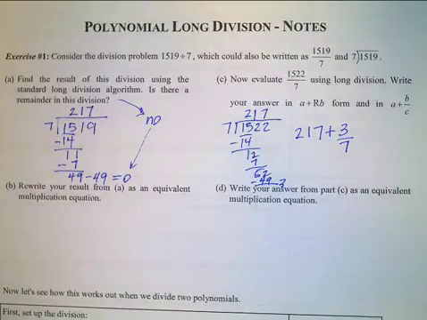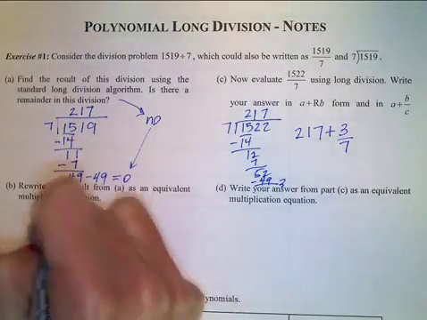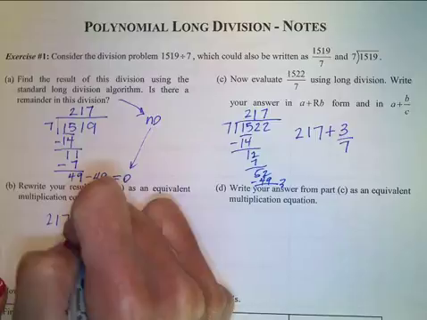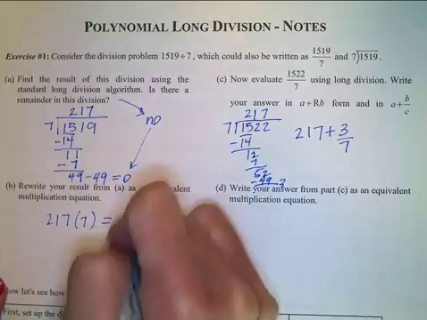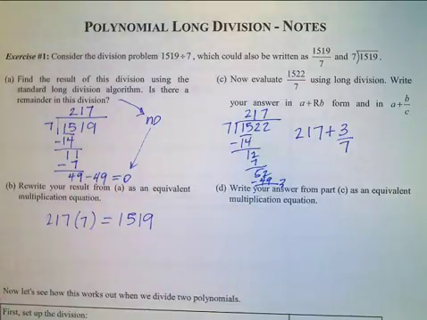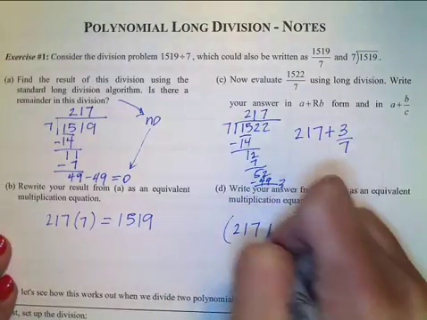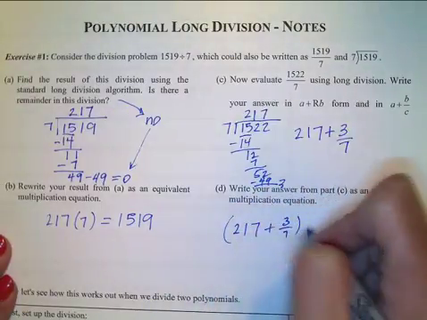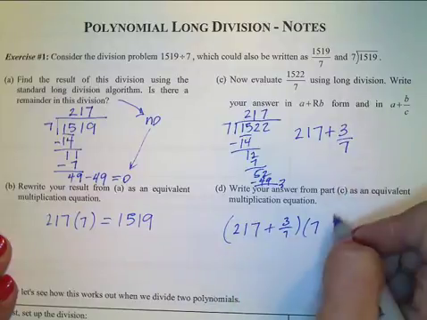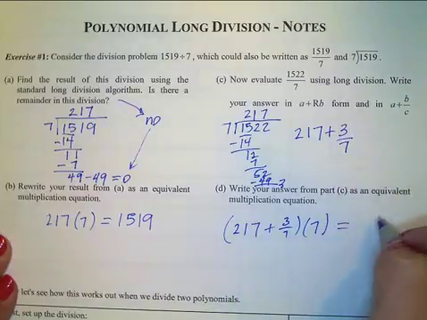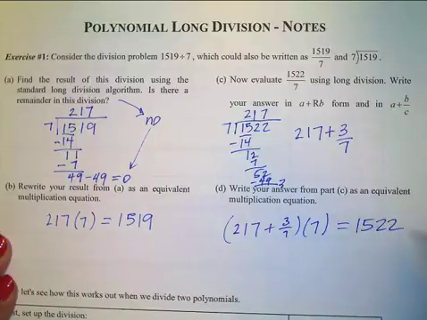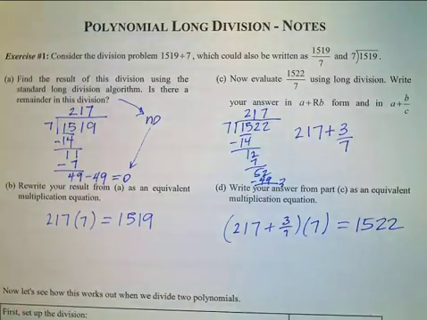Next. Oh, that was C. Sorry. Rewrite your result from A as an equivalent multiplication. So our answer is 217. We multiply that by 7, and it's going to equal 1519. So rewrite it as multiplication. So we have 217 plus 3/7 times 7, and that is going to equal 1522. Okay, so that's a way you can check.